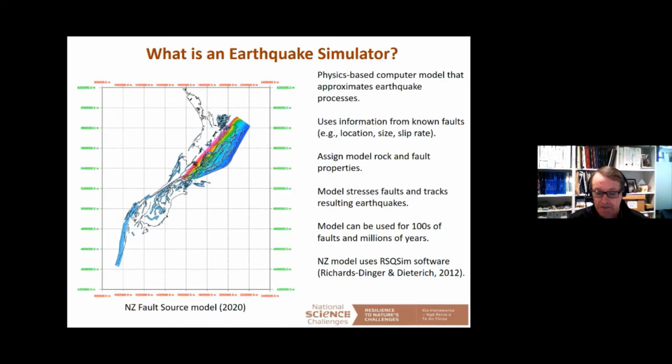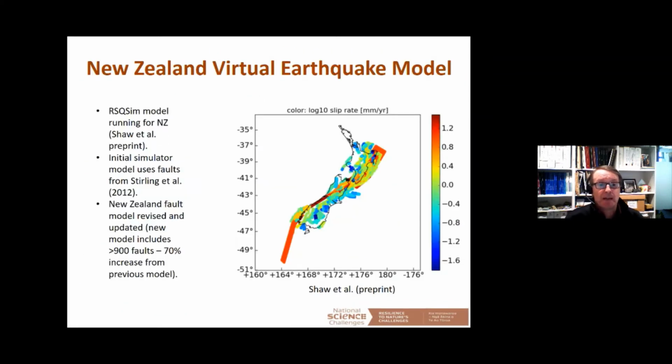So for our purposes, we're using software called RSQSim. It's previously published software, and we've essentially applied that software to New Zealand. So currently we actually have a virtual earthquake model running for New Zealand. Throughout the rest of this talk, if you see Shaw et al. preprint, that refers to the model that we currently have running for New Zealand.